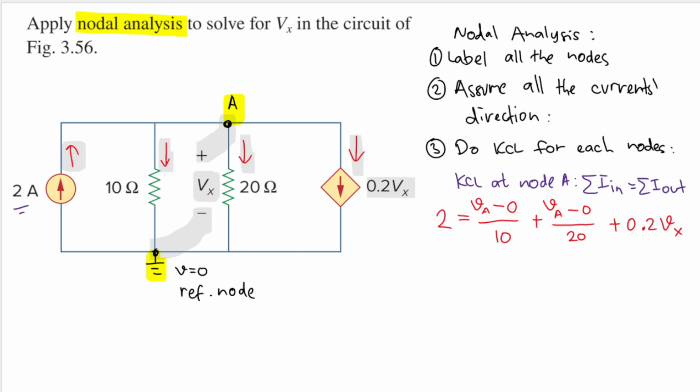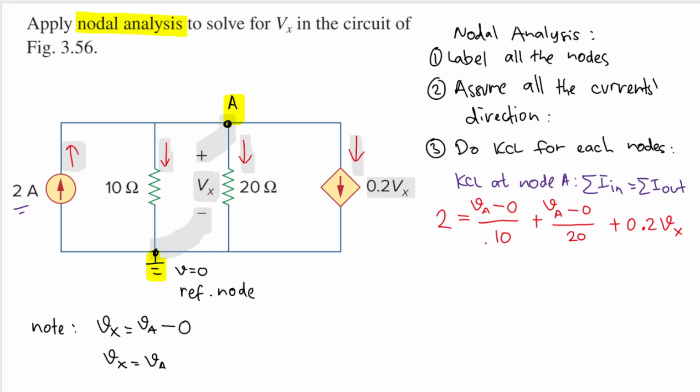So we will have this equation here. Note that Vx is the difference between the voltages in these nodes. So that is VA, and then minus this node here, right? Because the negative terminal is connected to the ground, so we'll have minus 0. Therefore, Vx is equal to VA. Good.